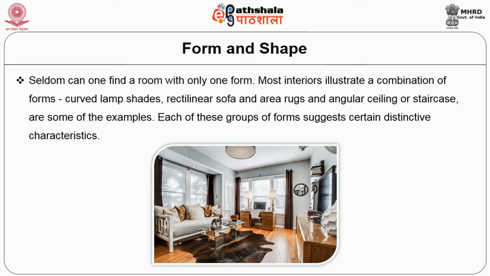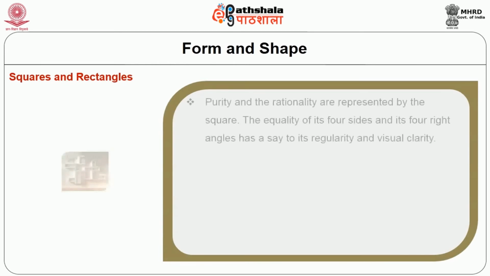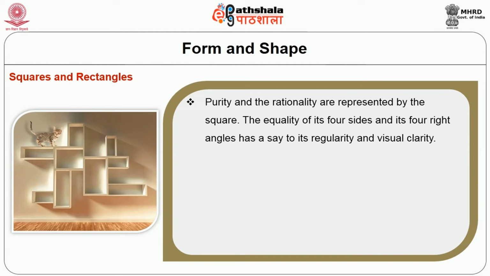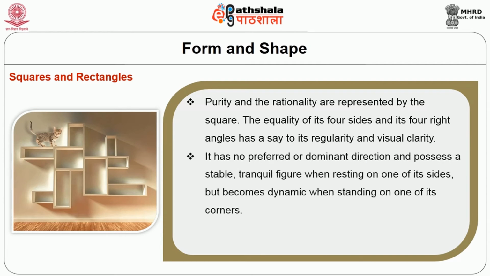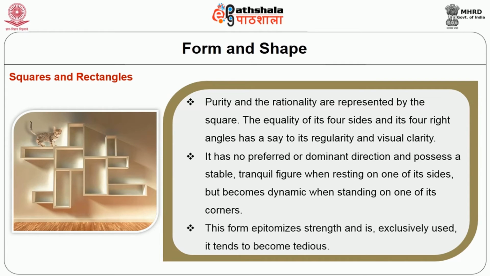Each of these groups of forms suggests certain distinctive characteristics. Next one is square and rectangle. Purity and rationality are represented by the square. The equality of its four sides and its four right angles lends to its regularity and visual clarity. It has no preferred or dominant direction and possesses a stable, tranquil figure when resting on one of its sides, but becomes dynamic when it is standing on one of its corners. This form epitomizes strength, and if exclusively used, it tends to be tedious.